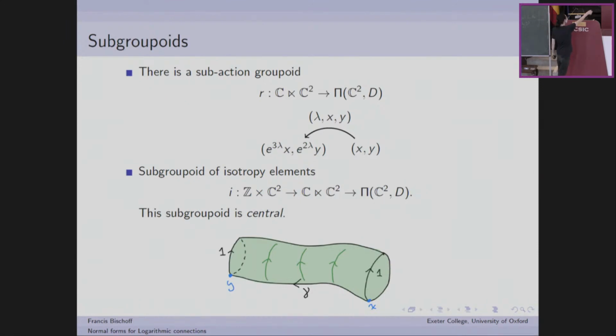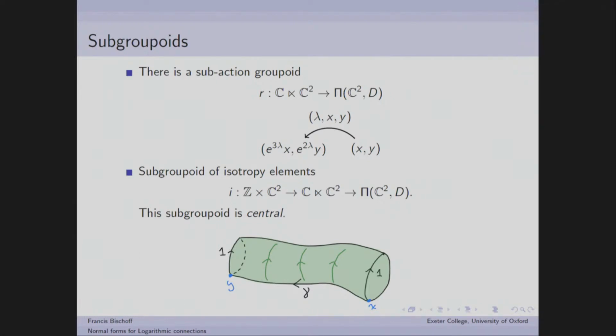Sitting inside of this groupoid are the isotropy elements. Those are the paths that start from a point and go back to itself. So that's this copy of Z times C2. And you can really think of these as loops that wind around D.